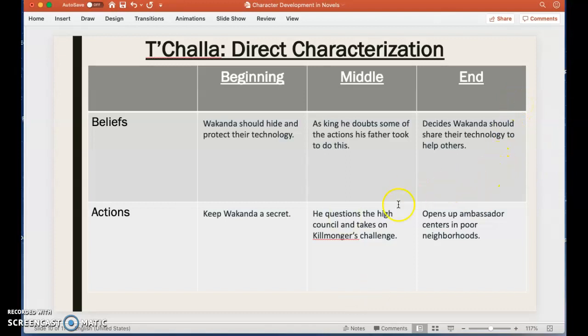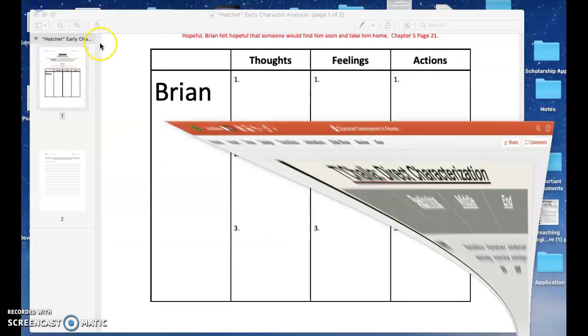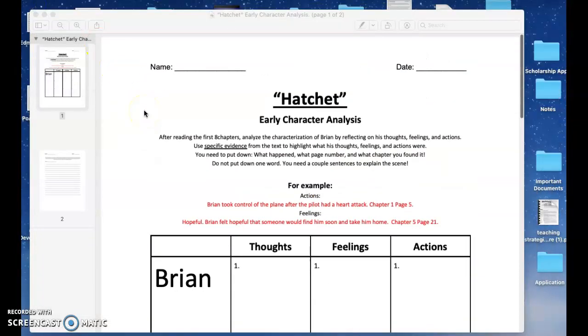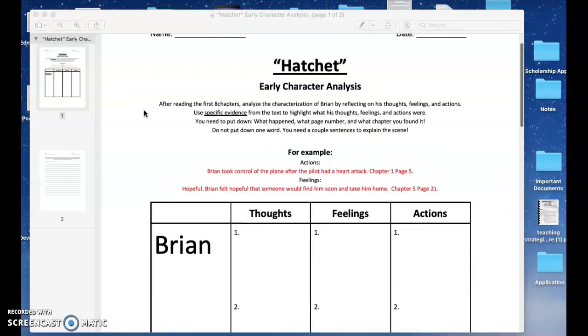You can see this because he opens up ambassador centers in poor neighborhoods, but he also announces this, almost Tony Stark style, to the entire UN, right? So from the beginning to the end, his personality changes, but you can also still find evidence of how and why his personality changes in the movie. And that idea of evidence is equally important. That's what we're doing for the rest of this class for sure.